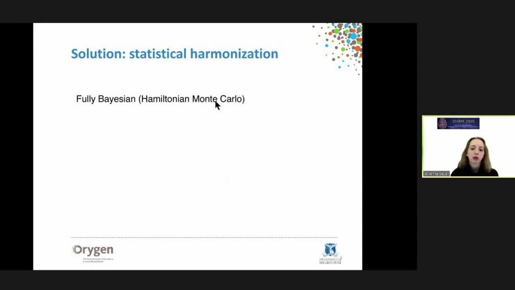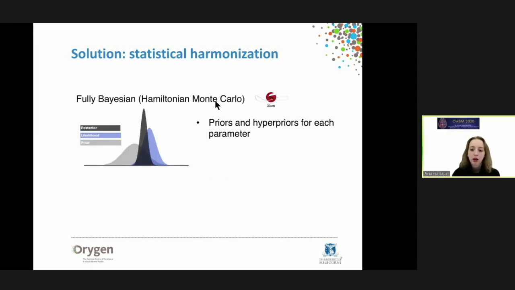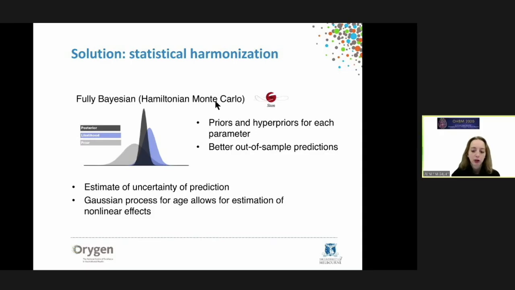My approach was also fully Bayesian, so I used Stan, which is a probabilistic programming language and which uses the method of Hamiltonian Monte Carlo to simulate the posteriors. The Bayesian approach also allows me to specify priors and hyperpriors for each parameter, which leads to better out-of-sample predictions and prevents overfitting. I also get an estimate of uncertainty of prediction for each individual and a general noise estimate. And the Gaussian process for age allows for the estimation of nonlinear effects between age and cortical thickness.